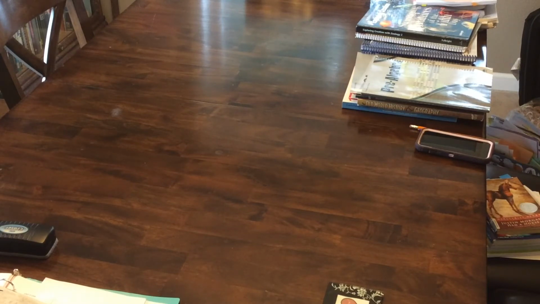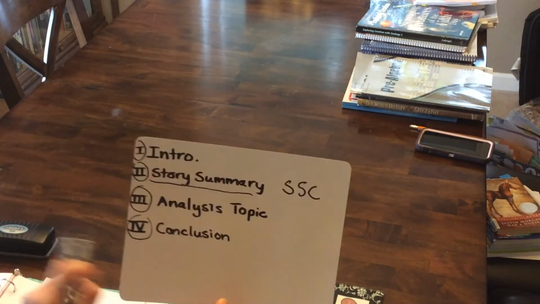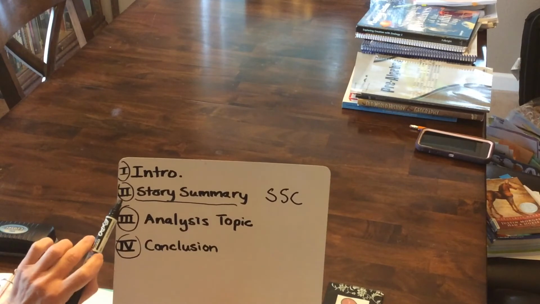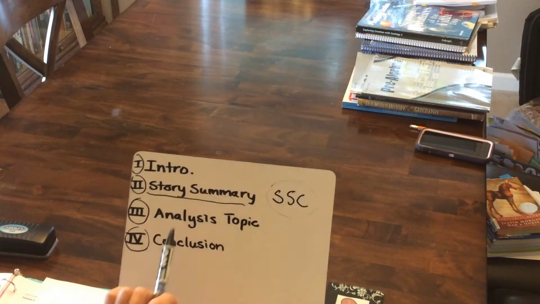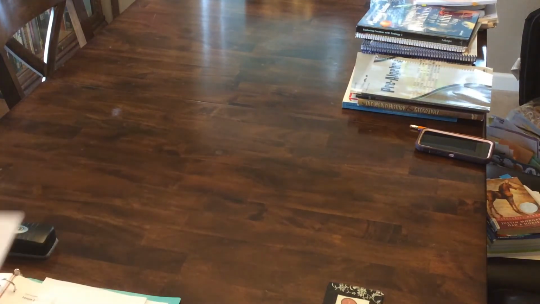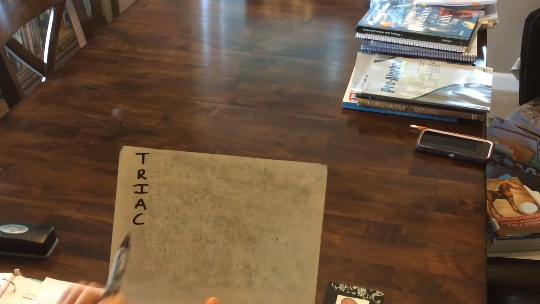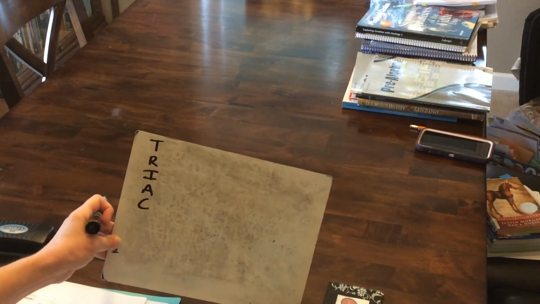Now we're moving on to a new portion. So we have our story sequence summary, which is our second paragraph. You've done that using your story sequence chart. Now we're going to analyze the topic. This is our third paragraph, using the TRIAC formula. So what does T stand for?